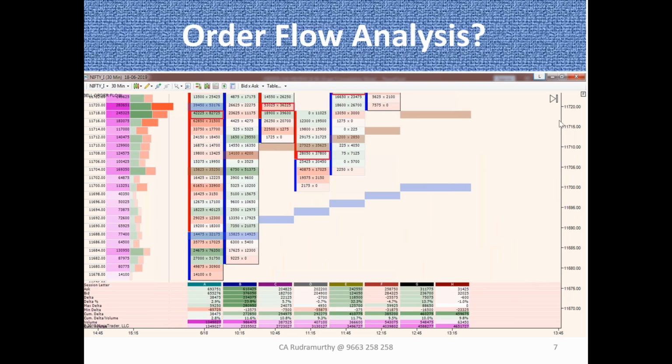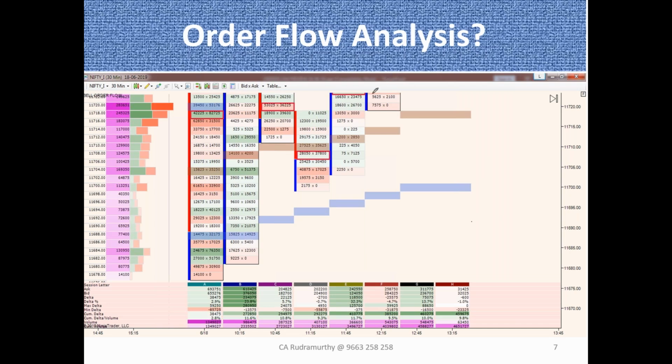And please don't think order flow is very complicated or very difficult to understand. If you want to make big money in life and have an edge as a trader, you have to do something which others are not doing. So as a day trader, you have to have an edge.